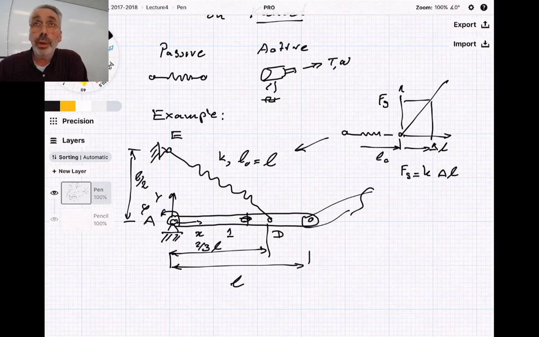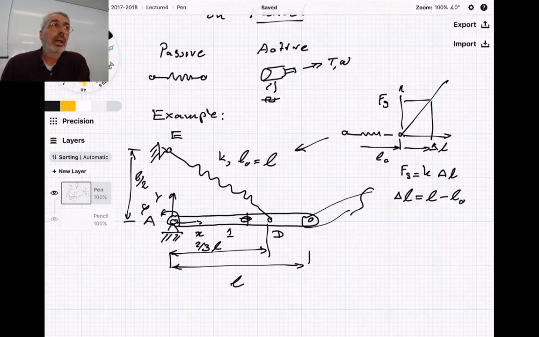And then I have to define what is delta L. Well, delta L is the length of the spring minus the rest length. This law is connected to which scientist? Hooke.